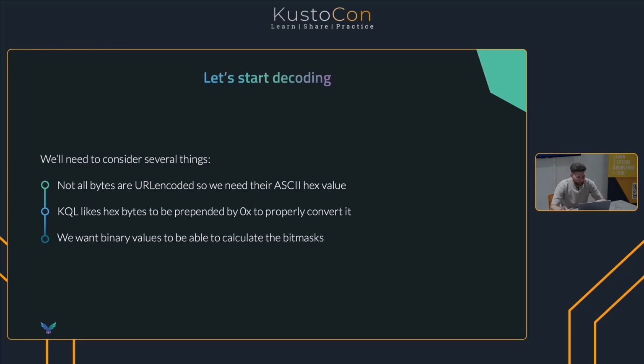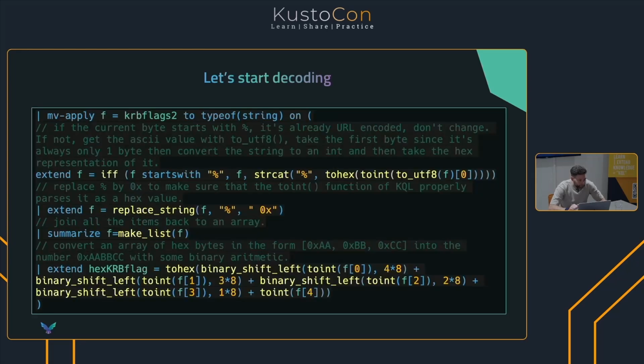And we want binary values because I promise you a bit mask comparison, so we're definitely going into that as well. So this is basically how we decode it. We use that if statement that we had before, but now we start looking at it that if it doesn't start with that percentage, we know it's not a properly URL encoded version anymore, so we need to do something with that.